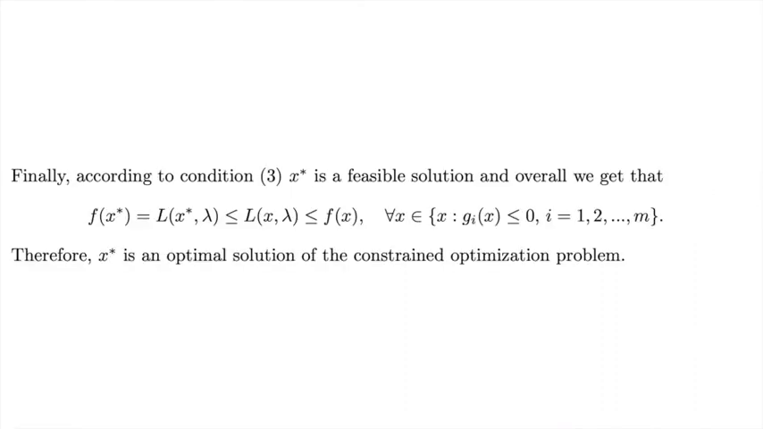So we have seen that x star is a feasible solution, and overall we get that f of x star is equal to the Lagrangian at point x star, lambda. And as we have shown, this is smaller or equal than the Lagrangian at x, lambda for any x, which is smaller or equal than f of x for every x that is in the feasible set. And so, x star is an optimal solution for the constrained optimization problem.